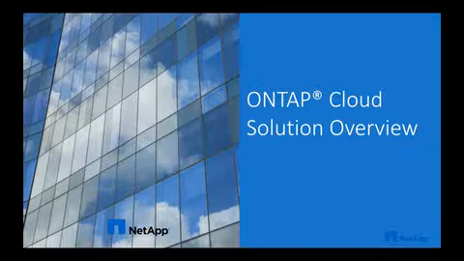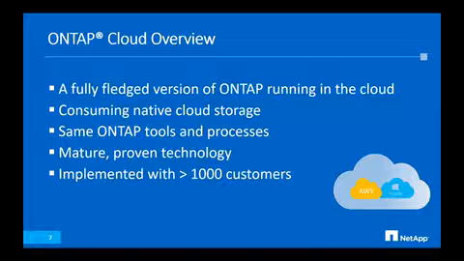So let's start talking about ONTAP Cloud, the solution for your enterprise application in the cloud. ONTAP Cloud is actually a fully fledged version of the ONTAP system, which some of you may know, but it's running in the cloud and consuming native cloud storage. So it's the same familiar NetApp brand with the ONTAP system, with the same interfaces, processes, and tools that you might be familiar with already. That also makes deployment and training much easier. It's a mature and proven technology. ONTAP Cloud is already implemented successfully with more than 1,000 customers, with all the features and the efficiency features.